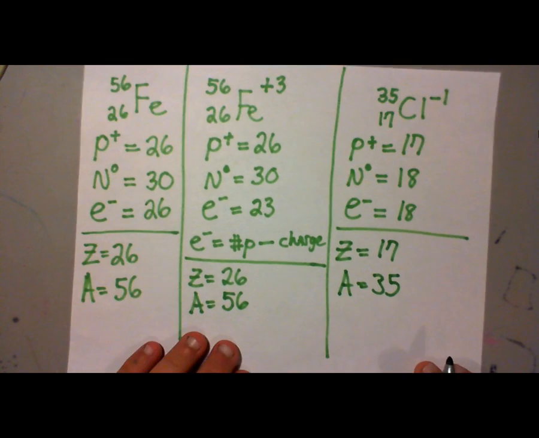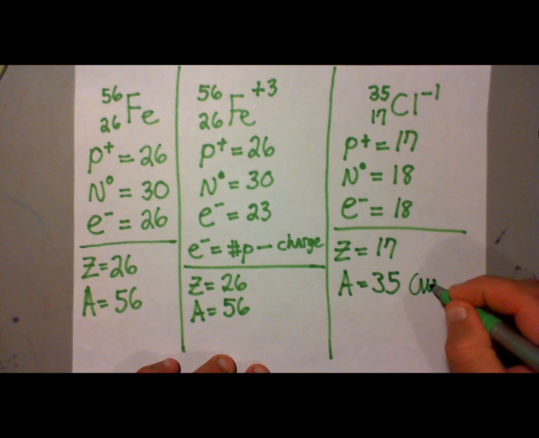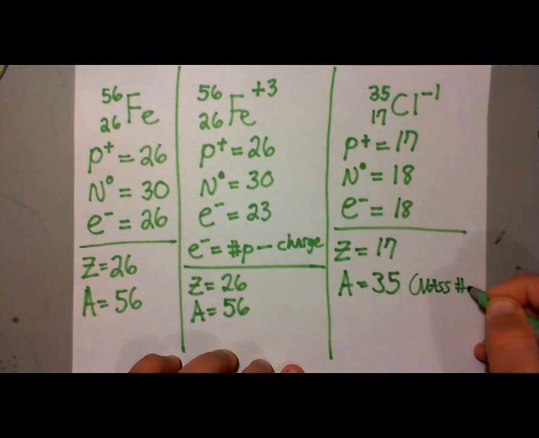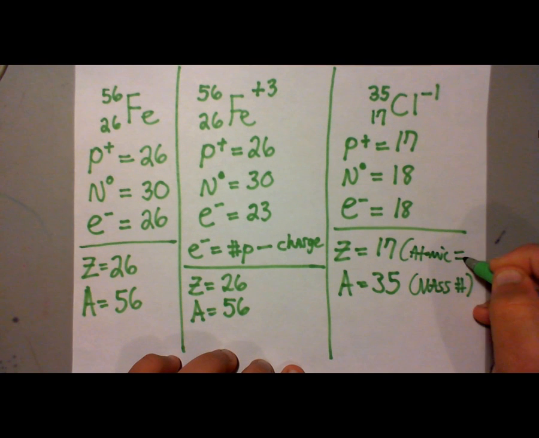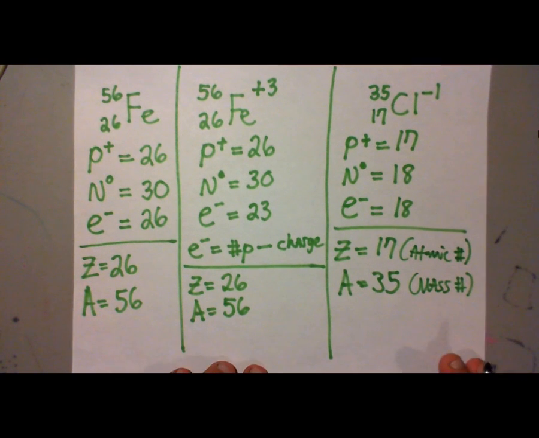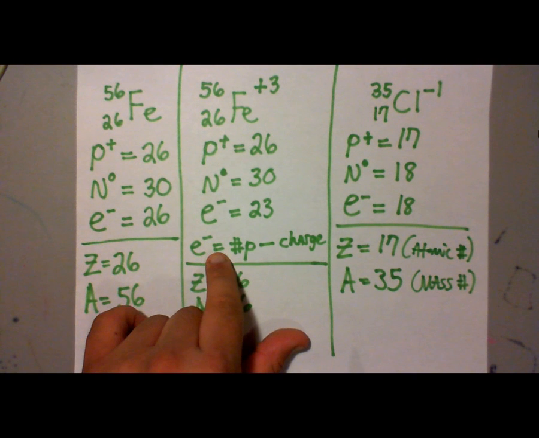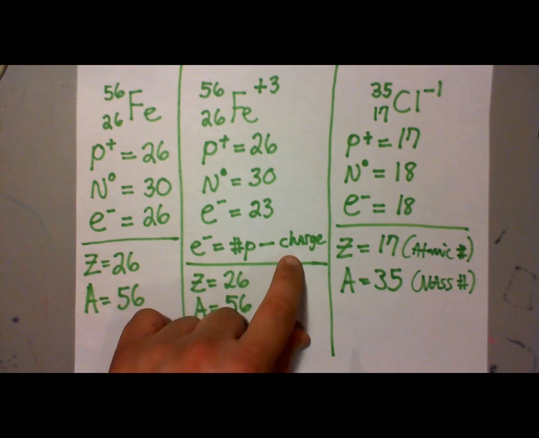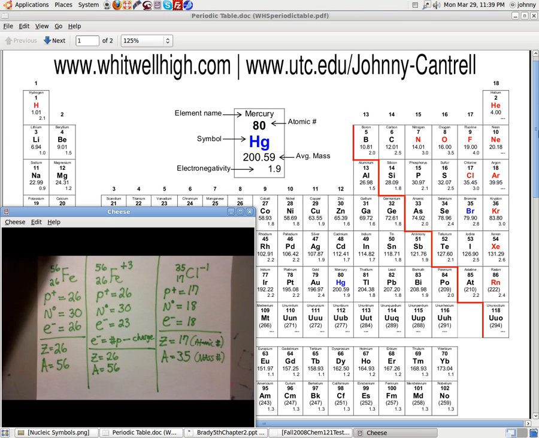All right guys, I hope this video was helpful. You just need to make sure that you remember that A is the mass number and that Z is the atomic number. And really, I think that's the only thing that's difficult, other than remembering that to get the number of electrons, it's the number of protons minus the charge.